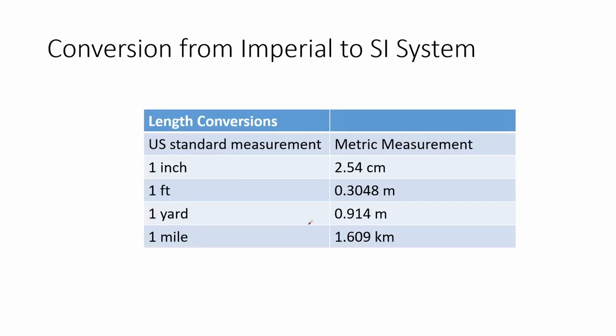Since the quantities are universal, we can simply convert one to the other. Here we see the conversion from the US standard measurement or the imperial system to the metric measurement or the international system. Over the course in physics you will know several types of physical quantities and their corresponding units.